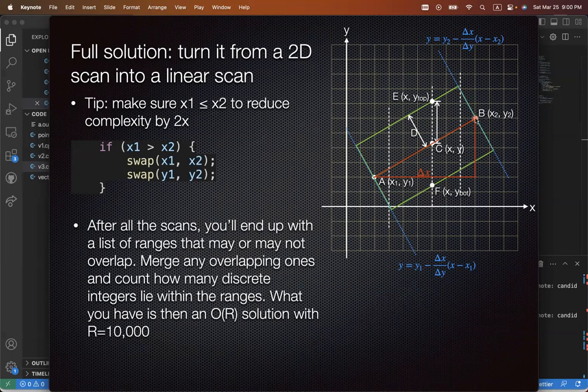And then in the end, when you put it all together, after all the scans, you scan for every single x, and find the lower bound and upper bound for all n trips, which is up to 5. You'll end up with a list of y ranges that may or may not overlap. And so what you need to do is merge any overlapping ranges for each x, and then count how many discrete integers lie within that range. And once you finish doing that, then you have built an order of R solution. And even for R equals 10,000, like in this problem, your code will churn out the answer within 1 second.